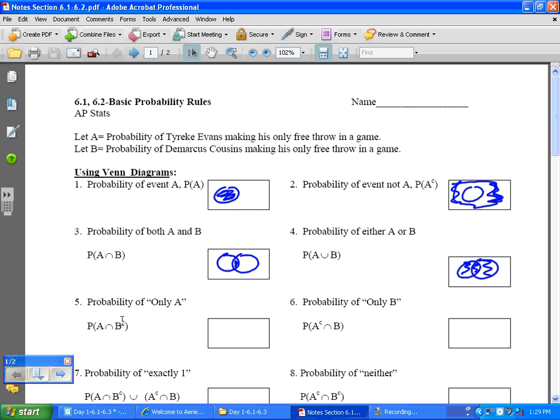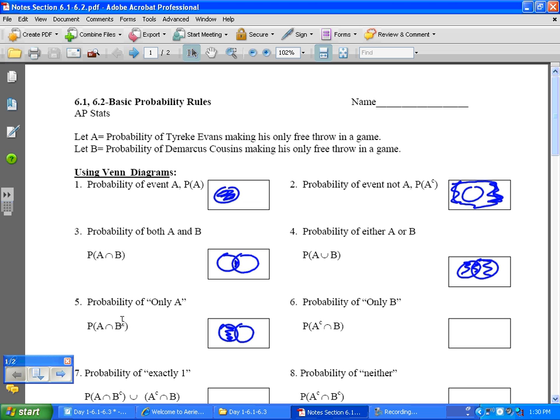Probability of only A. Look at what it's telling you. It's A and not B. It has to be A and not B. And again, for all of my pictures, A is on the left, B is on the right. A and not B is just that filled in. The intersection is not filled in on that one. It can't have any part of B in it, so it's not filled in.